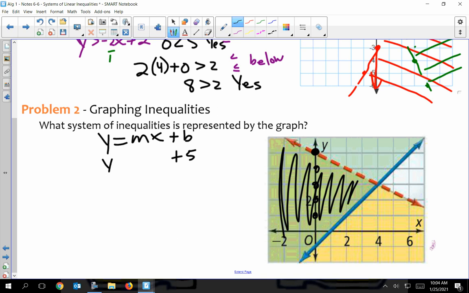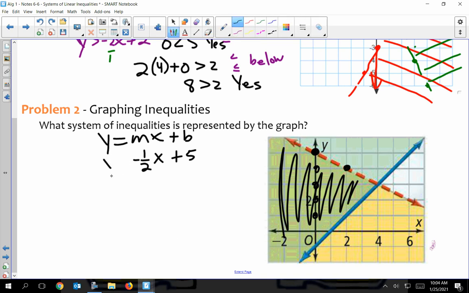Y is going to be there. X is going to be there. But now I need a slope. So what I'm going to do is look at this point where they come together. So that's a down 1 over 2. In my book, it's a negative slope, 1 over 2. Okay, I'm going to go back and change my inequality sign here.